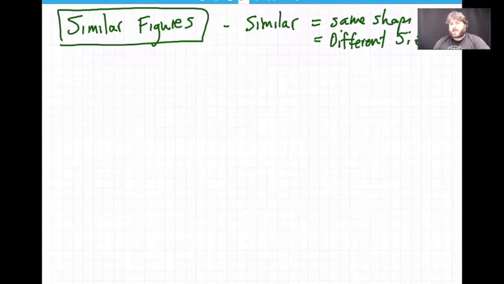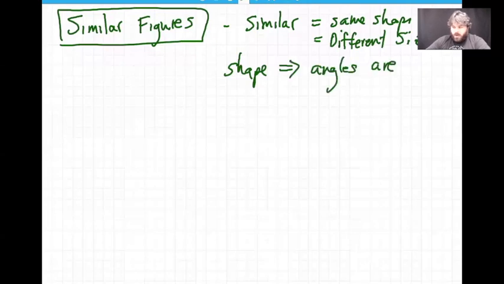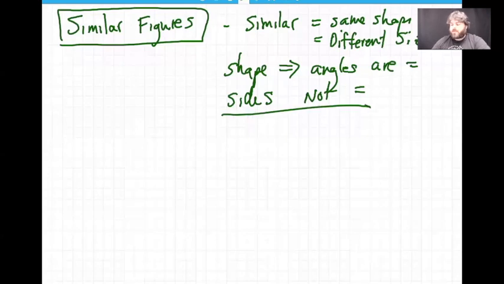So what makes something have the same shape? The same shape is basically defined by the angles. So shape means the angles are the same. Okay, different size means that the sides are different. So if the sides are not equal, we say they have different size. If the angles are the same, we say they have the same shape.